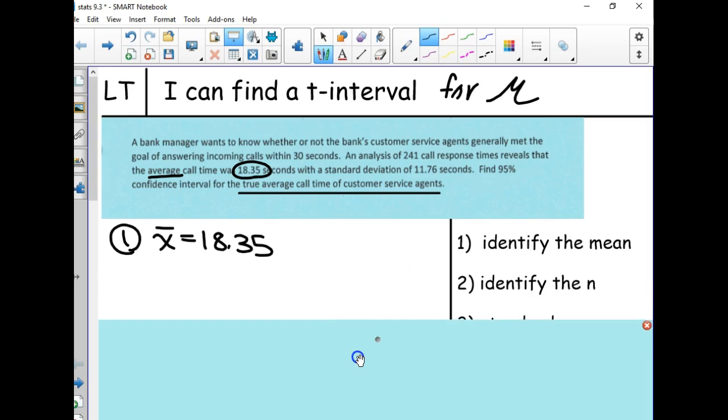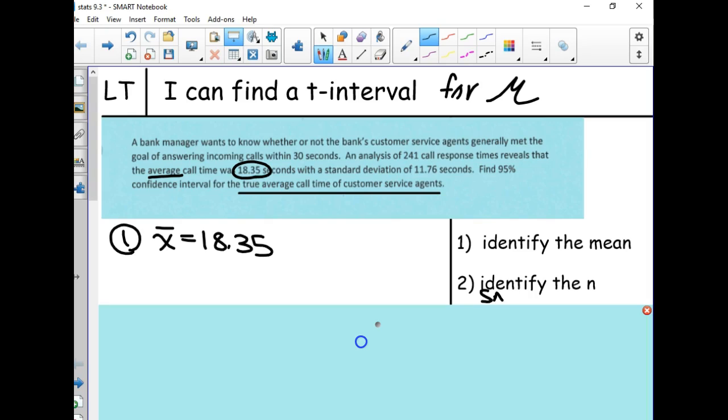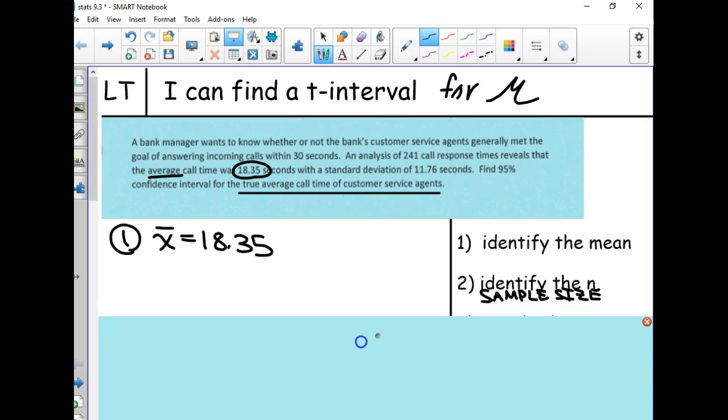And how we do that next is we have to identify the n. Just a friendly reminder, the n is your sample size, so let's write that down. So part 2, n is equal to 241 call response times. That's our sample size.